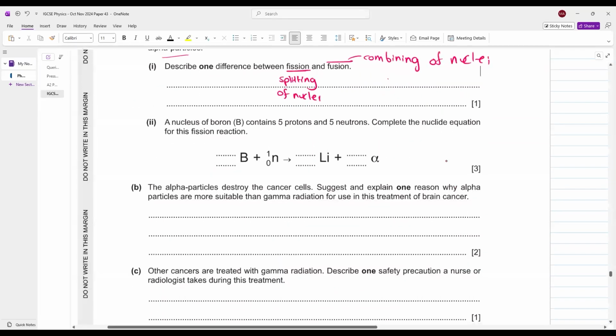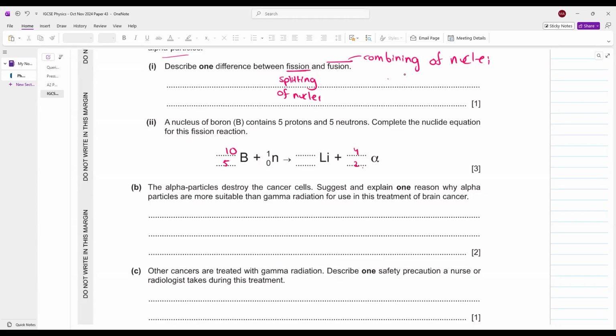A nucleus of boron contains 5 protons. The proton number becomes 5. And 5 neutrons. The mass number becomes 10 plus 1 neutron. Complete the nuclide equation for this fission reaction. Alpha is 4, 2.